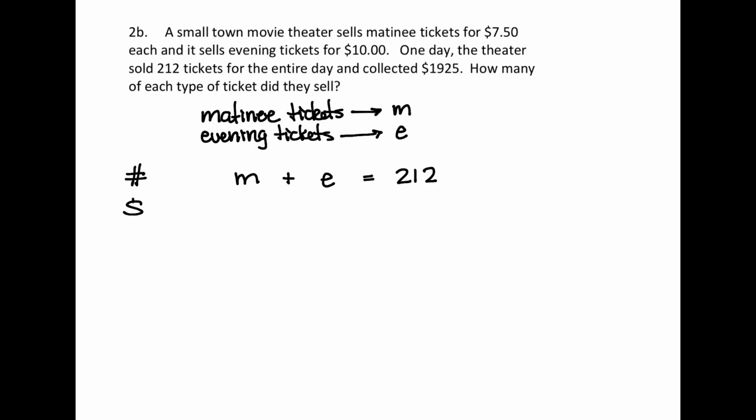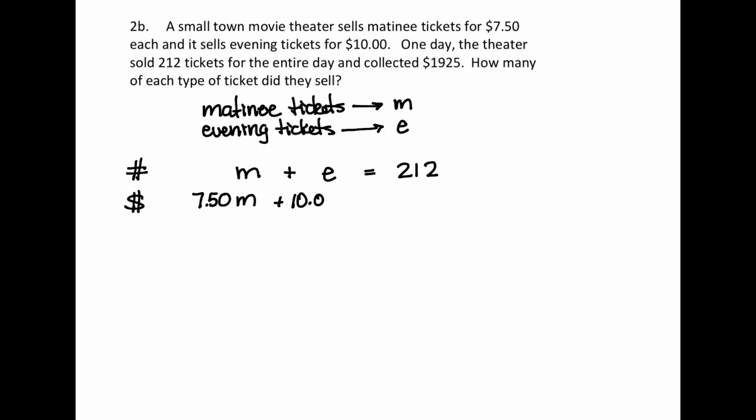Now my equation about money is going to be 7.50 for matinee plus $10 times the number of evening tickets, and that is equal to 1,925. All right, just one little comment. You don't need this zero and you don't need those two zeros. I just like putting them in because it's money. I'm not going to continue with them though.